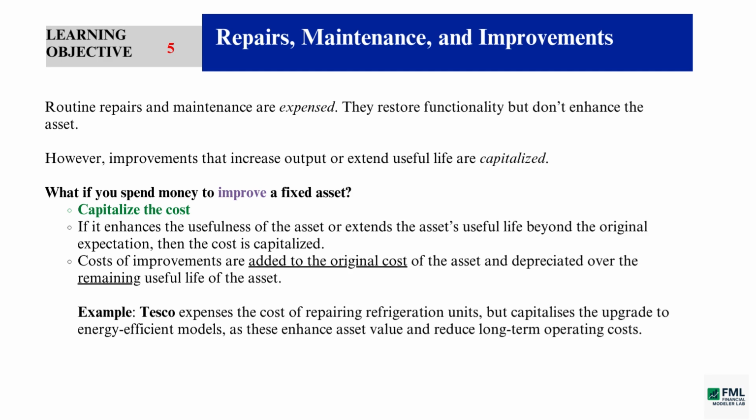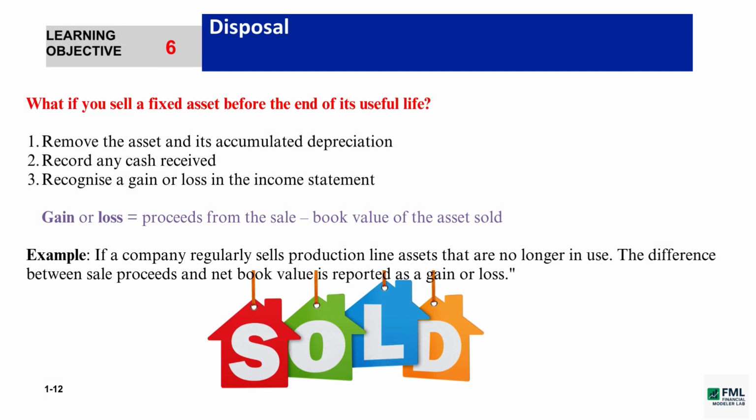Finally, let's discuss asset disposal. When a fixed asset is sold or scrapped, the company must remove the asset and its accumulated depreciation, record any cash received, and recognize a gain or loss in the income statement. Magnifying glass example: if a company regularly sells production line assets that are no longer in use, the difference between sale proceeds and net book value is reported as a gain or loss.